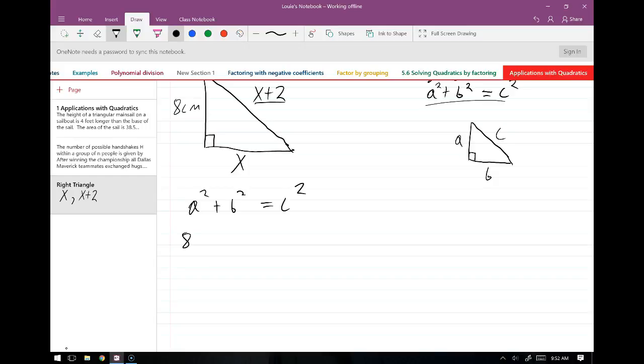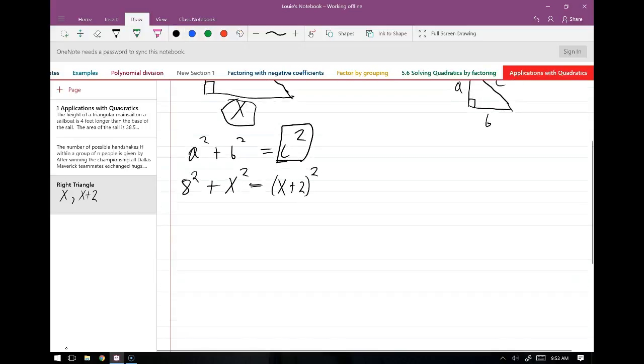A squared, we're going to say, is 8 centimeters, so 8 squared. B squared, that's this leg, the x leg, so that's x squared. And that's equal to c squared, which is the hypotenuse, x plus 2, quantity squared. Let's move to the next line and simplify this. 64 is 8 squared. x squared just remains x squared. We'll FOIL this out, and we get x squared plus 4x plus 4.